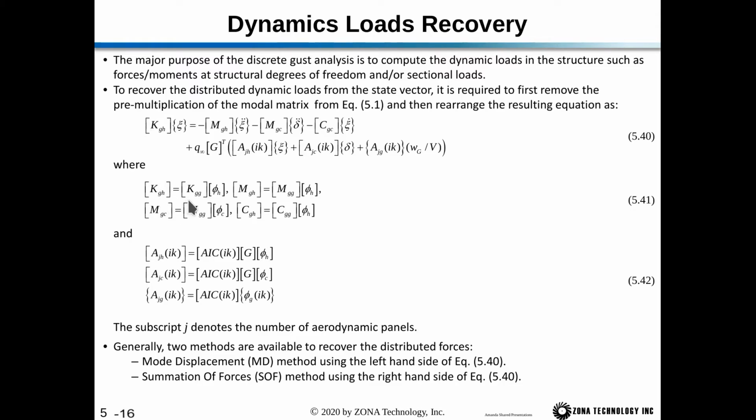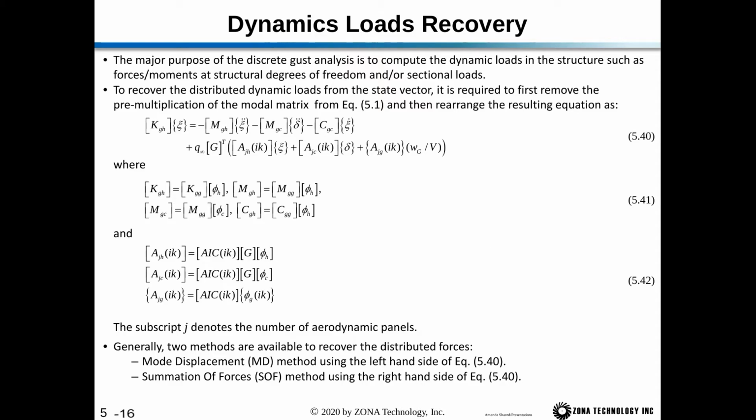So KGH is KGG times PH, MGH is MGG times PH, MGC is MGG times PC, and CGH is CGG times PH. And now this AGH is just our AIC matrix times the spline matrix times PH. The AGC term here is the AIC matrix times the spline matrix times PC. And AJG is the AIC matrix times phi g of ik. And the subscript j denotes the number of aerodynamic panels.